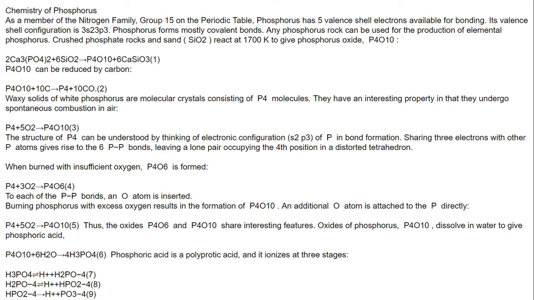Oxides of phosphorus dissolve in water to give phosphoric acid, which is also an important compound of phosphorus. Phosphoric acid is a polyprotic acid and it ionizes in 3 stages. These stages are shown below.